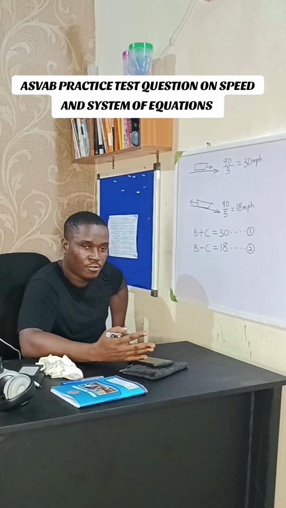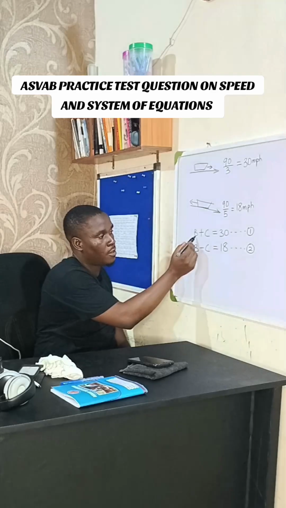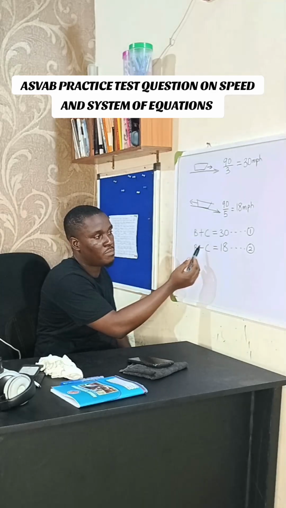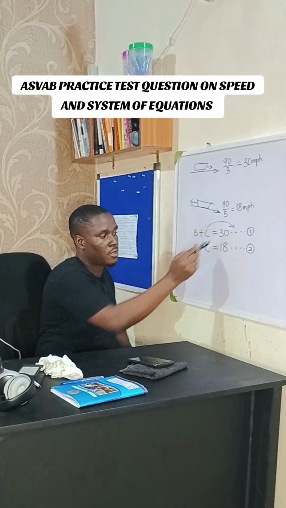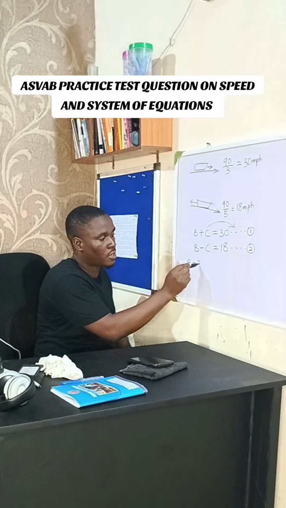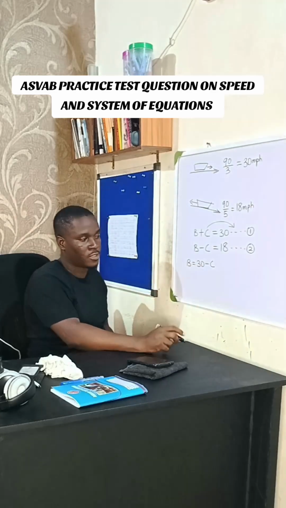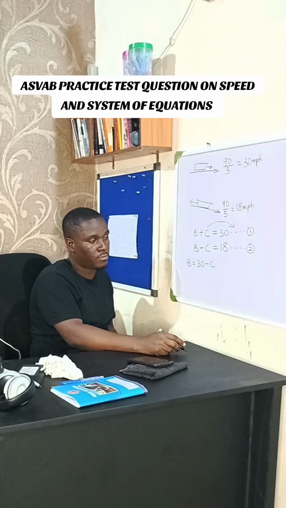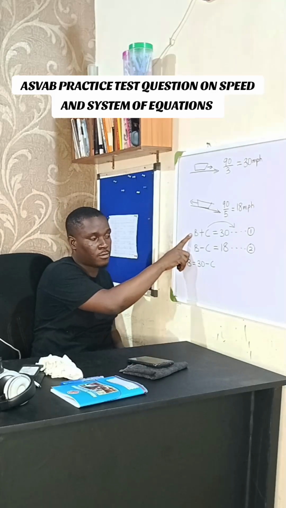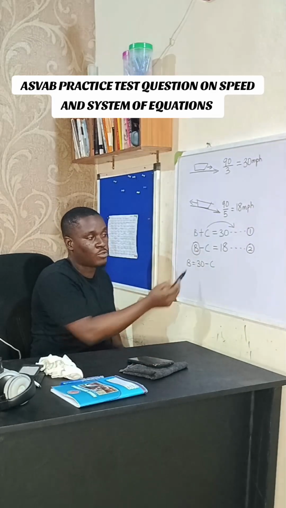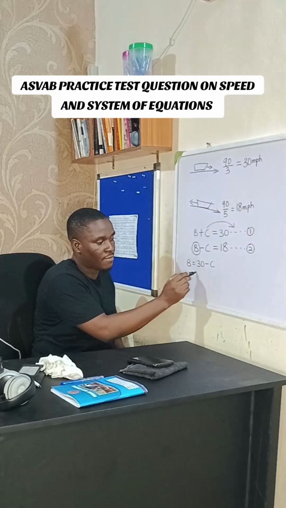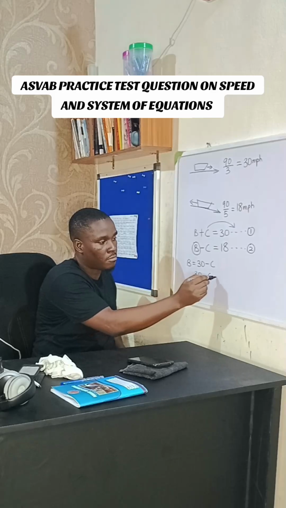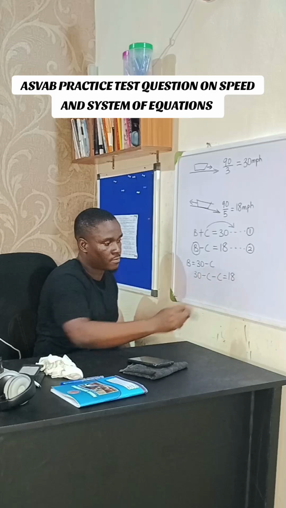But let's solve it mathematically. If we are looking for C, we make B the subject of equation one. So C has to move this way. So we can say B is equal to 30 minus C. Is that correct? Yes. So now we go to the second one, and where we see B, we are going to replace it with 30 minus C. So instead of having B, we're going to have 30 minus C is equal to 18.